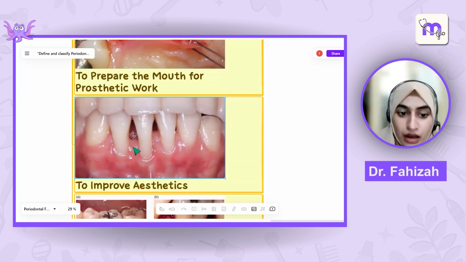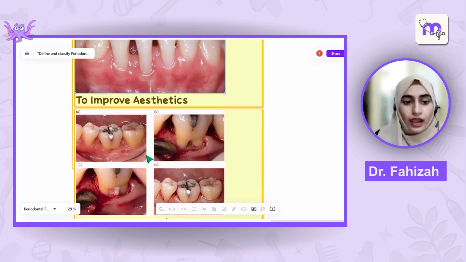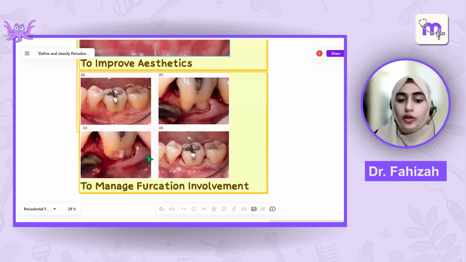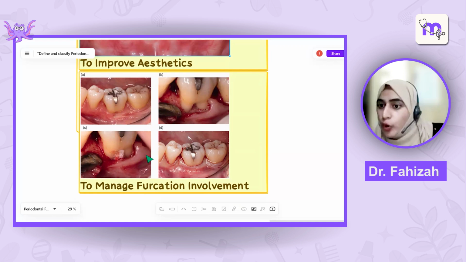Now in this case, there is recession. So you have to treat either with some kind of tissue graft or bone graft or whatever treatment you're planning. That becomes another indication where you have to open the flap. Then to manage the furcation involvement: there is a furcation area, there is infection through the root, and the patient is having pain. That's when you have to explore that area. So that becomes another area where you have to open the flap.